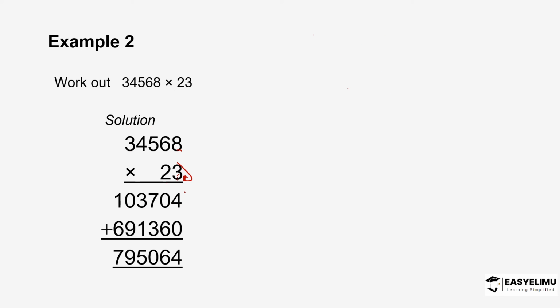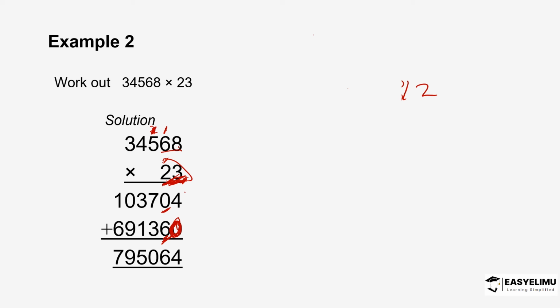2 multiplied by 8 is 16. So 6 is here. So we have 6 carry 1. So that one you write it on top of 6. And then now 6 multiplied by 2 is 12. So you write the 12 here, we add the 1 that we had carried, becomes 13. So 3 carry 1 again. So that one you write it on top.